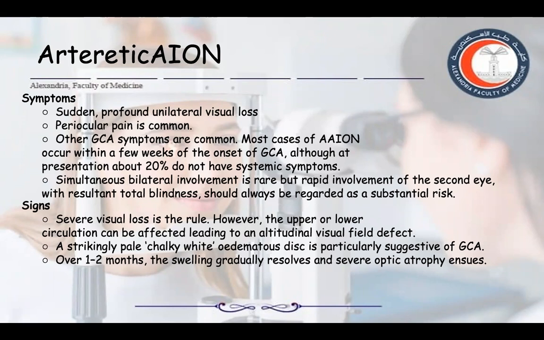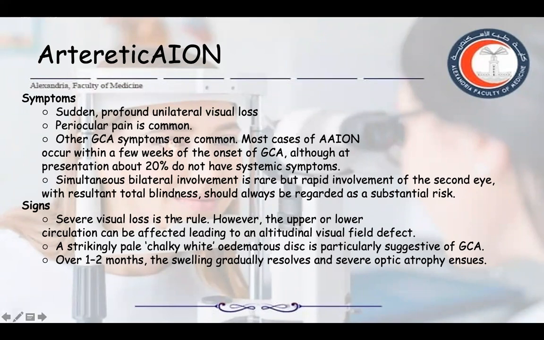As I will mention later, when we treat GCA, and especially if it caused arteritic anterior ischemic optic neuropathy, we are not trying to rescue the affected eye, no. Most probably the vision in this eye will be lost forever. We are trying to save the fellow eye from being affected. I will mention this, but keep it in mind.